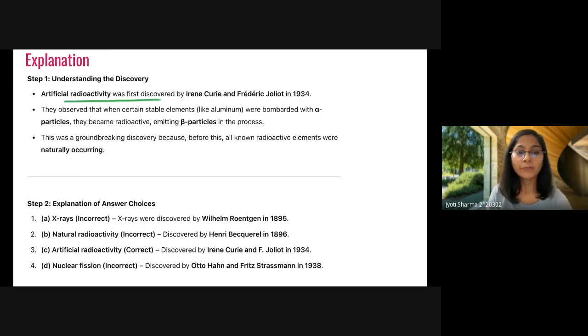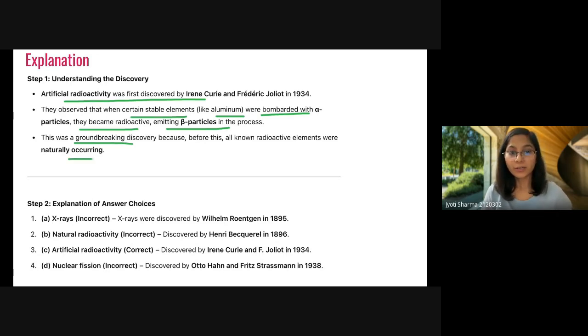So artificial radioactivity was first observed by Curie and Joliot. They observed that when certain stable elements, for example aluminium, were bombarded with alpha particles, they became radioactive and emitted beta particles in this process. This was a groundbreaking discovery, because prior to it, all radioactive elements were naturally occurring, and so that's why C is the right answer.